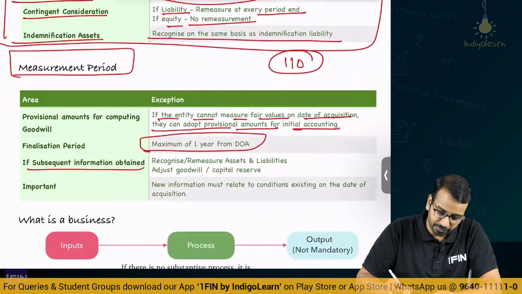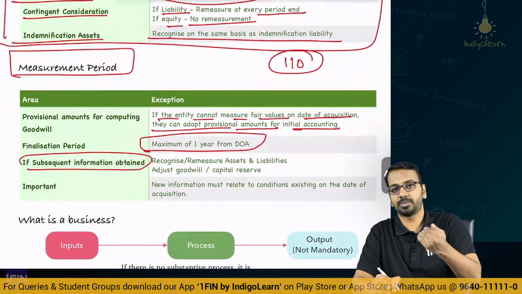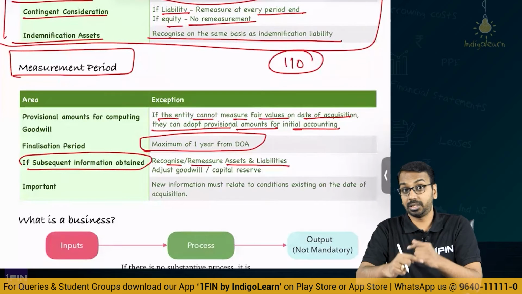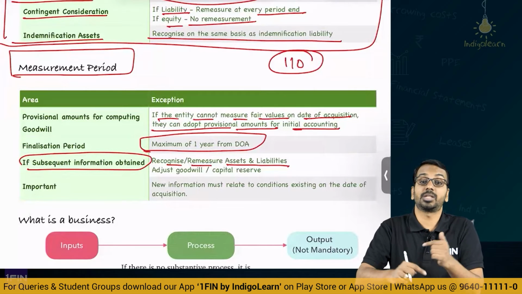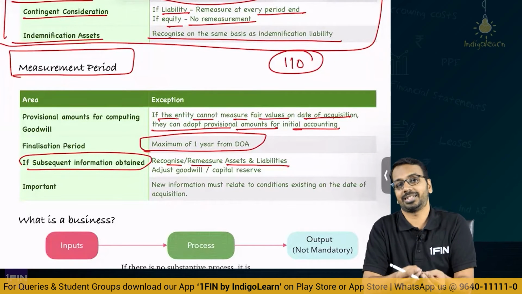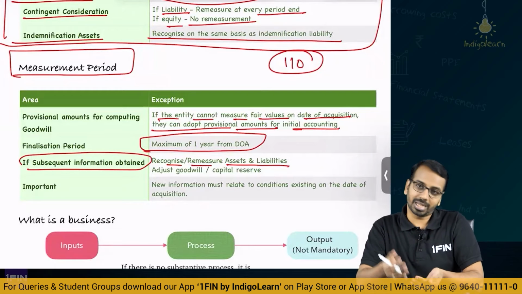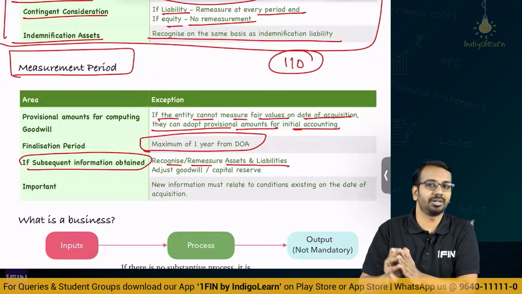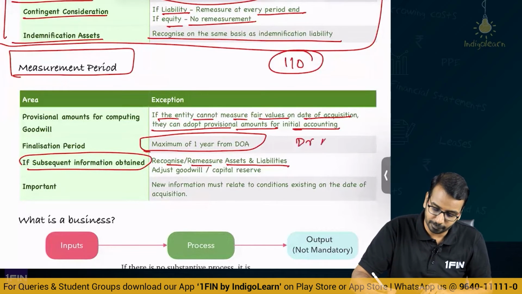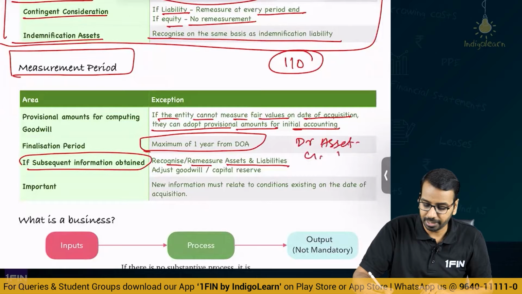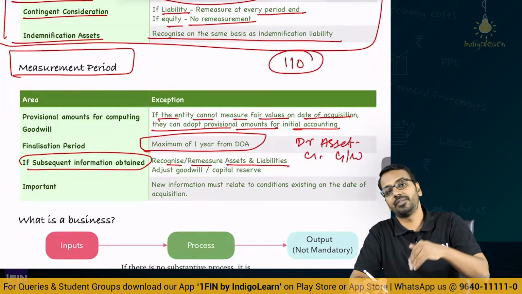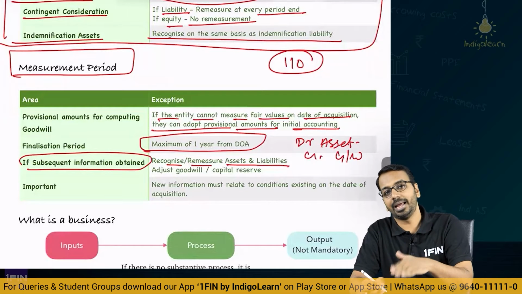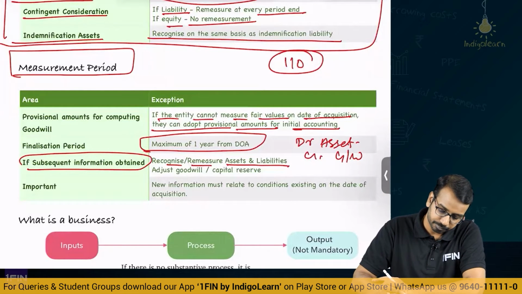Then, if you obtain subsequent information, you will recognize and remeasure the assets and liabilities. Initially I had recognized an asset at 100, subsequently it became 110, so I will increase the asset amount. Now, if I am increasing the asset amount, I have to reduce something else. So I will reduce goodwill or I will increase the capital reserve. Let us say if I debit an asset, correspondingly I have to credit goodwill or capital reserve. If I debit a liability, correspondingly I have to again adjust the goodwill and capital reserve, right.